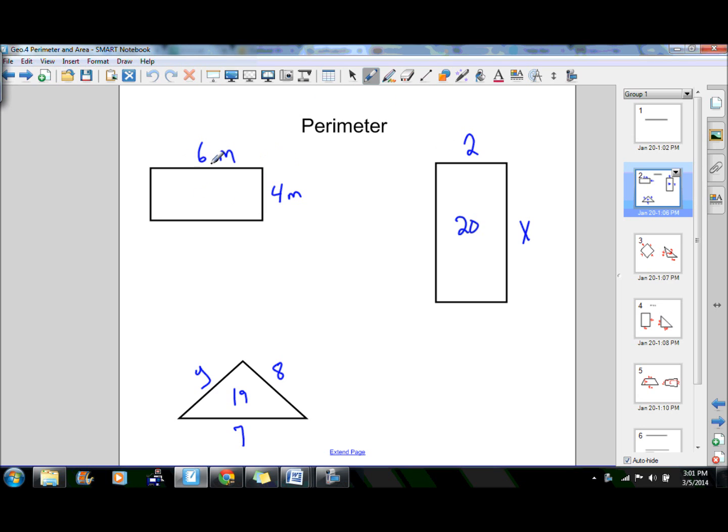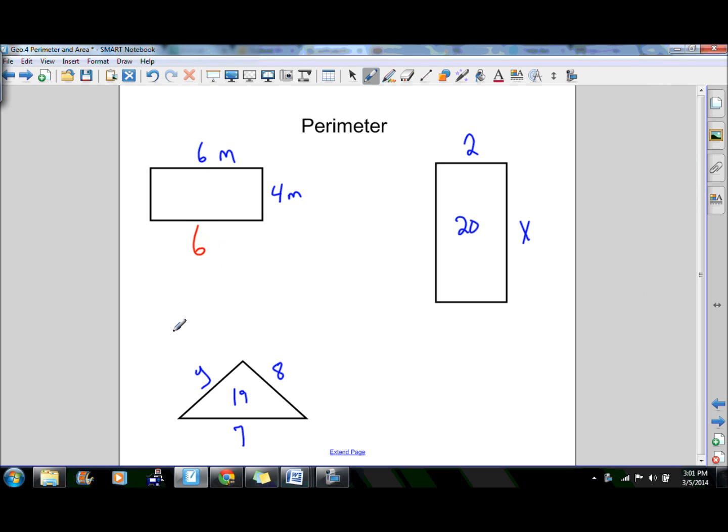So, for example, on a rectangle, if this top is 6, that means the bottom of the rectangle has to also be 6. If this is 4, this side also has to be 4. And all I do from there is I add. 6 plus 6 is 12, plus 4 is 16, plus 4 more is 20. And the label on perimeter will be meters single, because all perimeter is a singular line drawn around the outside.